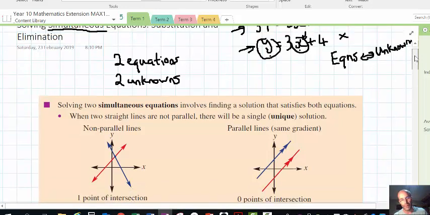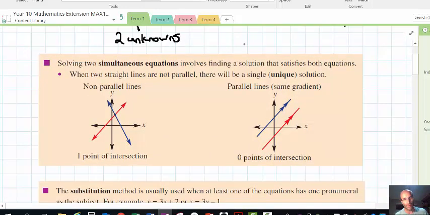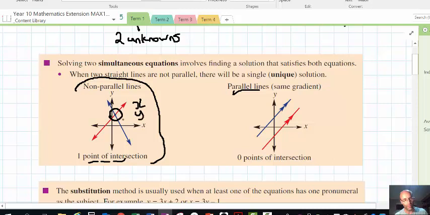Before we get into the algebra part of it, we can express this idea graphically. Parallel lines never meet, and there are no points of intersection. If you're given the equations of two parallel lines, you can't solve them simultaneously because there'll be no solutions. The solution happens with non-parallel lines, and the point of intersection is where the two equations have the same x and the same y value. That only happens at one point.